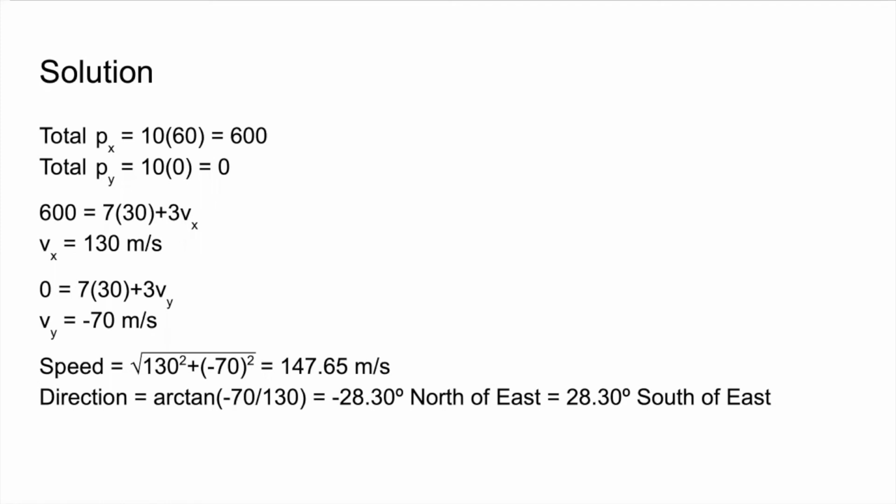And similarly, 0 is equal to 7 times 30 plus 3 times Vy, where Vy is the y velocity of the 3-kilogram block. And you can solve to get that it is negative 70 meters per second.